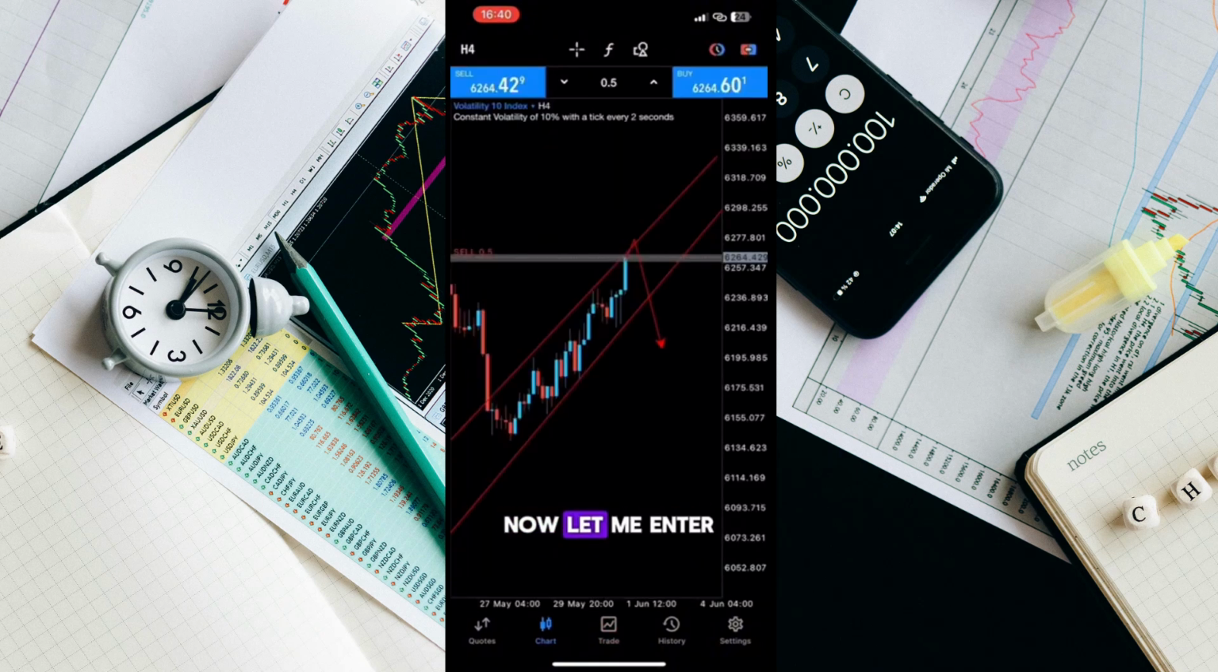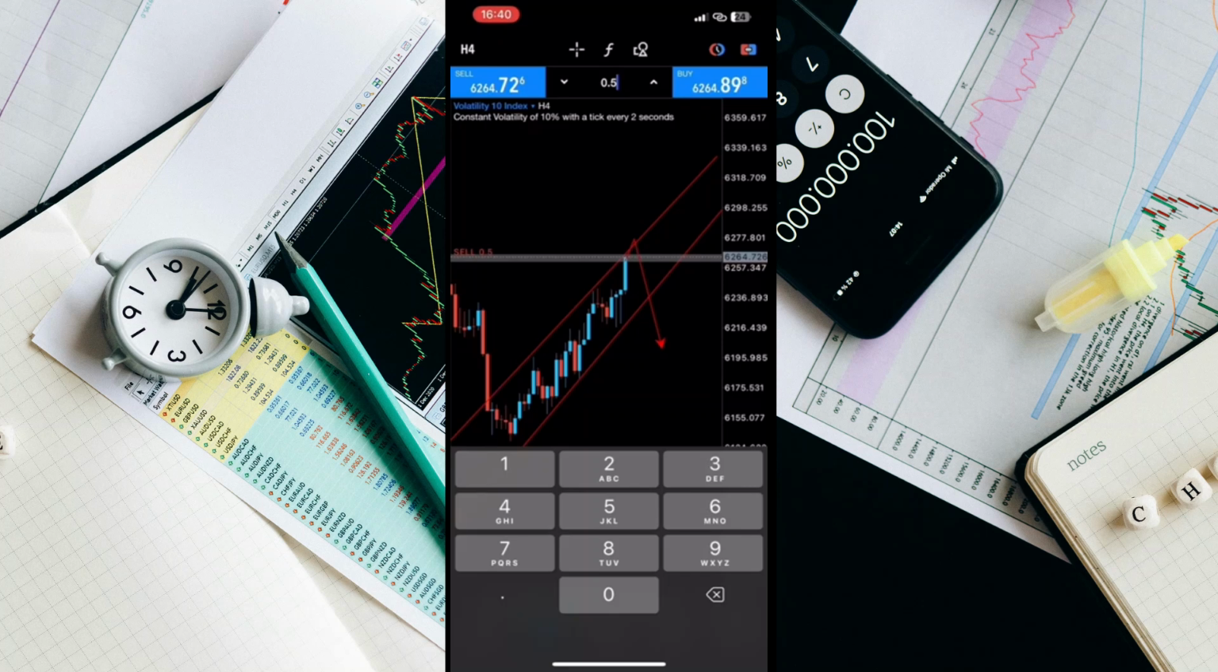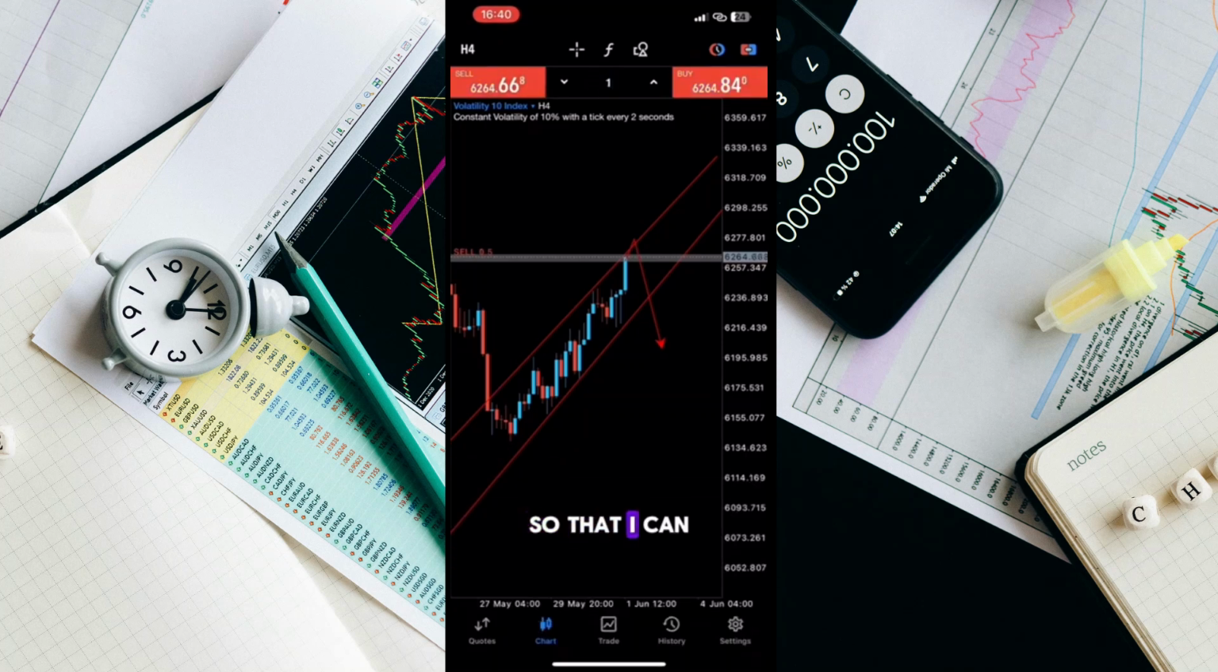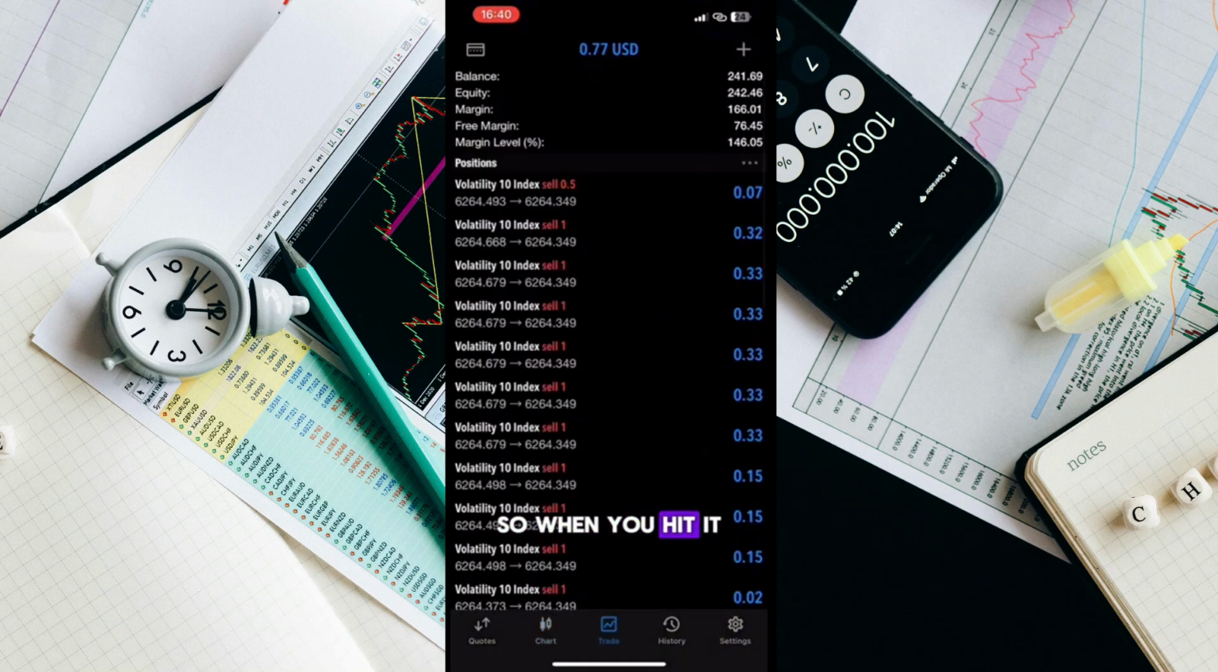Now let me enter more positions. Let me increase my lot so that I can maximize. This is just done to maximize. If you don't maximize, it means you just don't collect a lot of profit, which isn't a good thing, because when the market hits you, it hits you so well that it takes all the money that you have. So when you hit it, please make sure that you hit it very well.